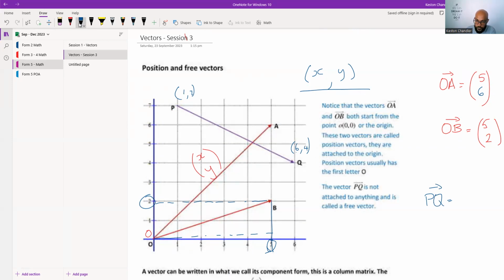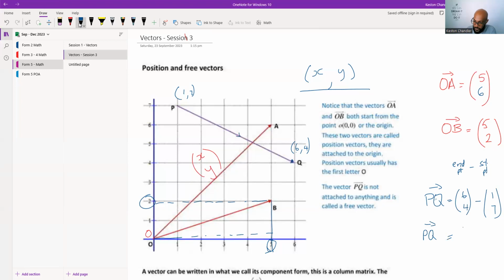We're gonna take, because it's PQ, this is how I tend to remember it, right? I'm gonna take the coordinates of the endpoint Q, which is 6, 4, right? As a column matrix. And I'm gonna subtract the starting point 1, 7 from it. So it's the endpoint minus the starting point. And I determine the endpoint and the starting point by looking at the direction the arrow is going. You see the arrow going from P to Q, and then we subtract.